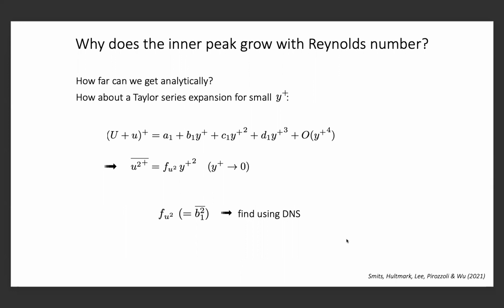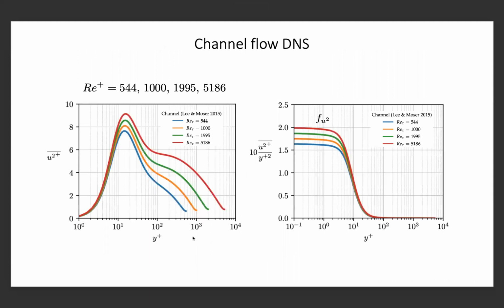Now, to find that constant, fu squared, which is just the mean of b1 squared in that Taylor series expansion, we changed the notation because of other reasons. Fu squared is the constant we're trying to find. We need to go really, really close to the wall, so it's unlikely that we're going to be able to measure that using experiments. So let's use DNS. And we take the channel flow DNS. We've done it for other flows as well, but just to use the channel flow as an example.